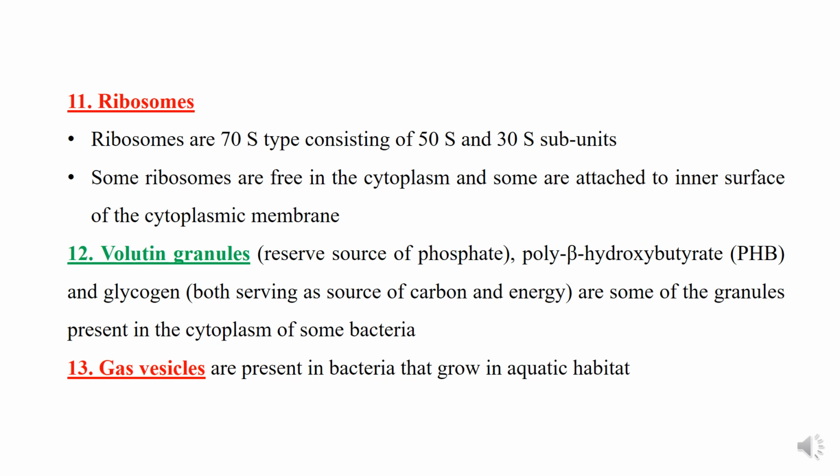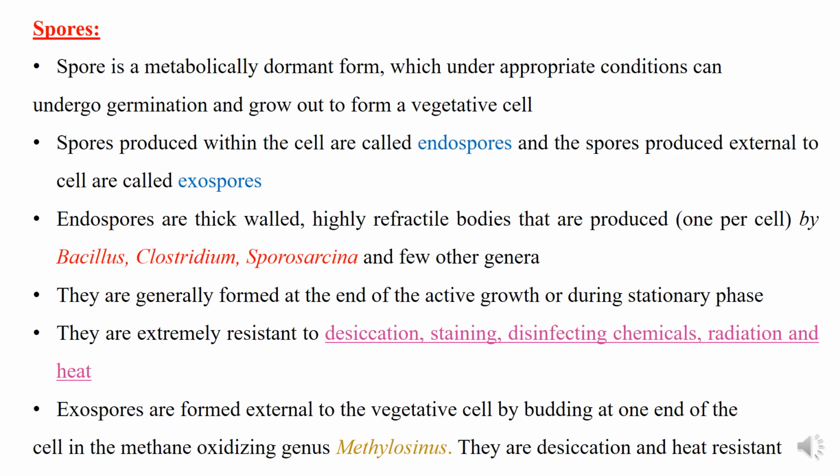Beyond these structures, we can also observe volutin granules, poly-beta-hydroxybutyrate, and glycogen. These are some of the granules present in the cytoplasm of the bacteria. Along with this, we can also observe gas vesicles, which are present in aquatic environmental bacteria. These are the different structures present in the bacteria, externally and internally.